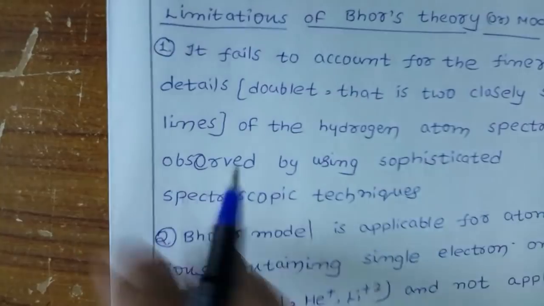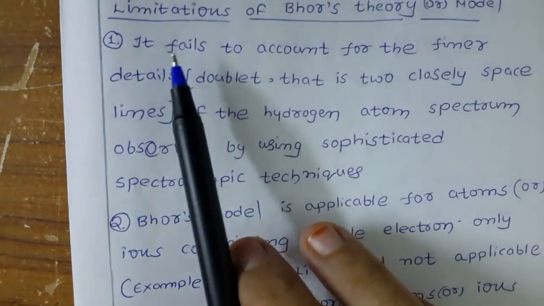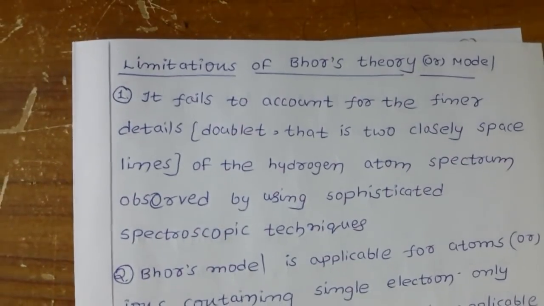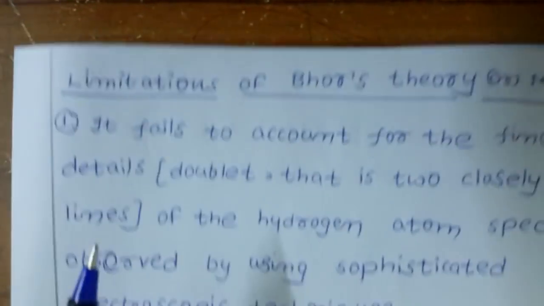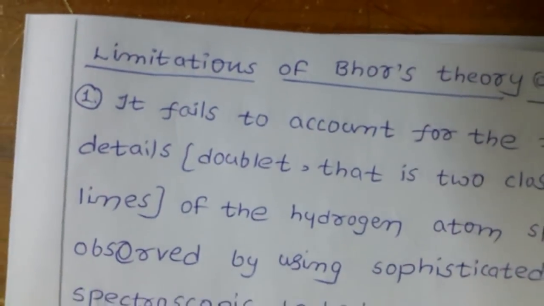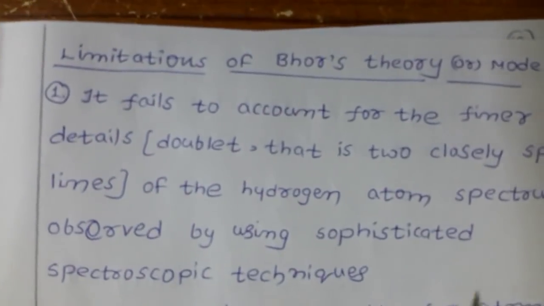Next, we have the limitations of Bohr's theory or model. Now, what are the limitations of Bohr's theory? Limitations are nothing but drawbacks. So now come to the limitations.